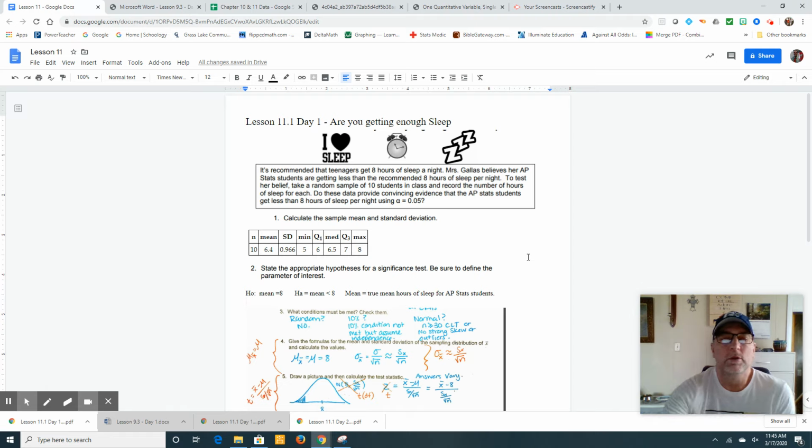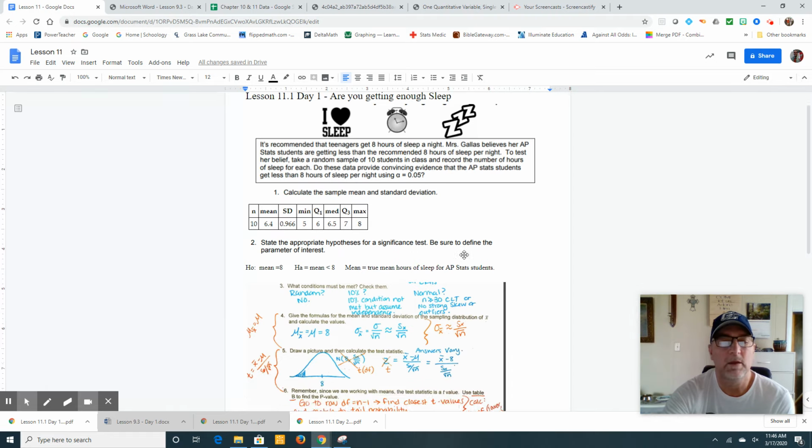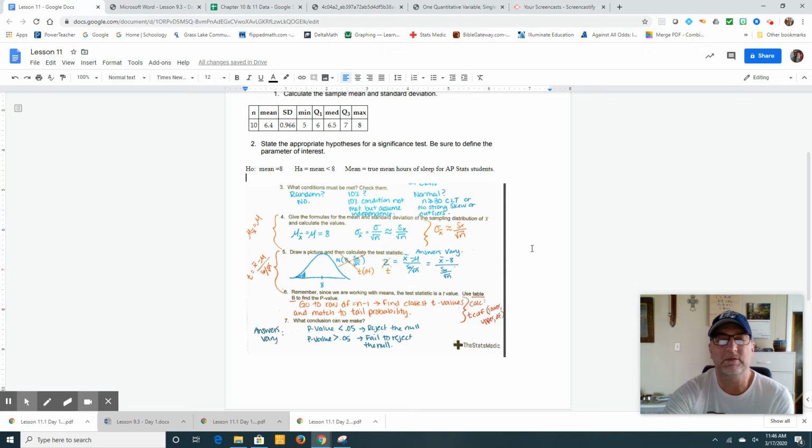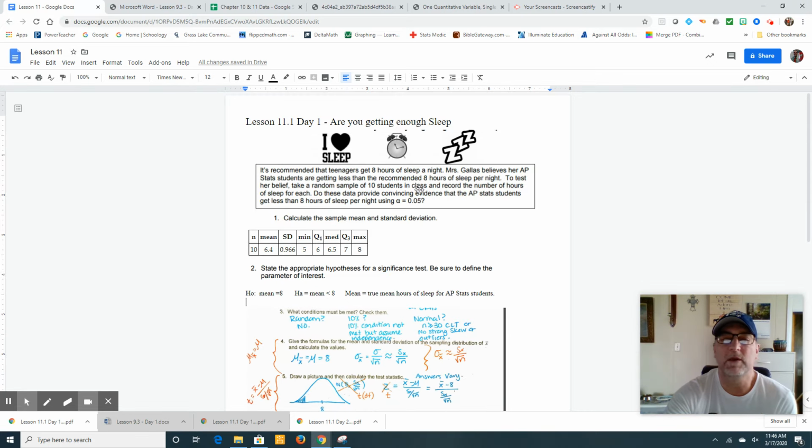So you can see that we've got our mean and standard deviation here once again. That is a reminder, this was our sample mean, so that would be x bar, and s, not sigma, but s. All right, so we state our appropriate hypotheses for the significance test. Our null is that the mean is equal to 8, which is our assumption, and the alternative is that it is less than 8, because we figure that they are getting less than 8 hours of sleep a night.